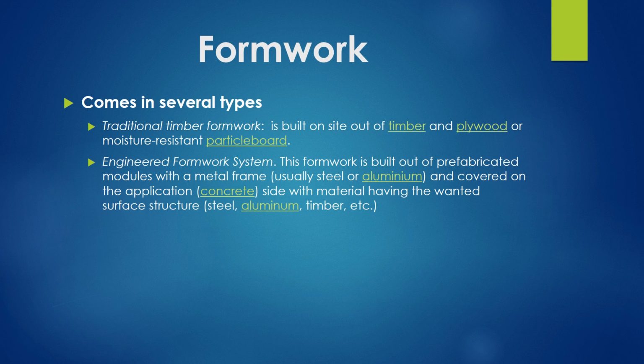Formwork comes in several types. There is the traditional timber formwork, and it is built on site out of timber and plywood or moisture-resistant particle board. We have the engineered formwork system. This formwork is built out of prefabricated modules with a metal frame, usually steel or aluminum, and covered on the application side with materials having the wanted surface, usually steel, aluminum, and timber.